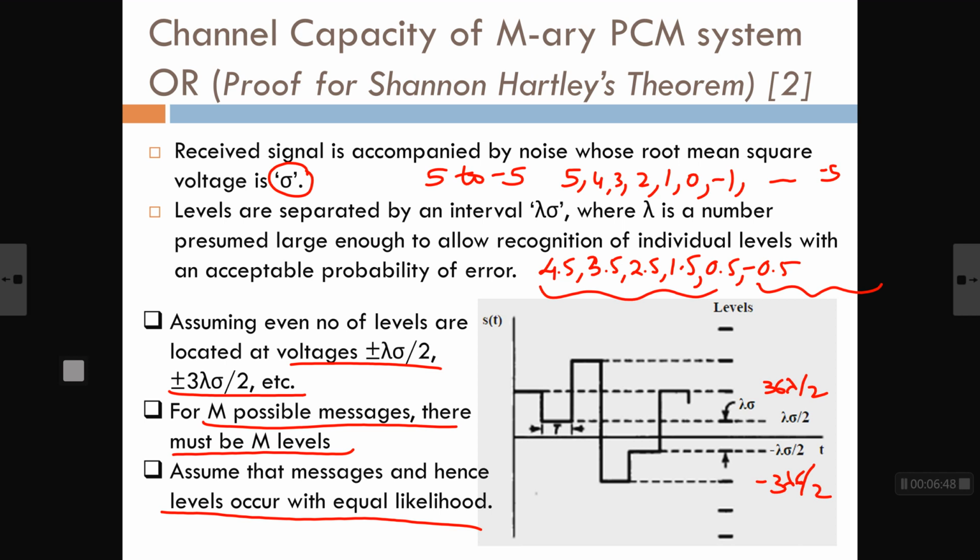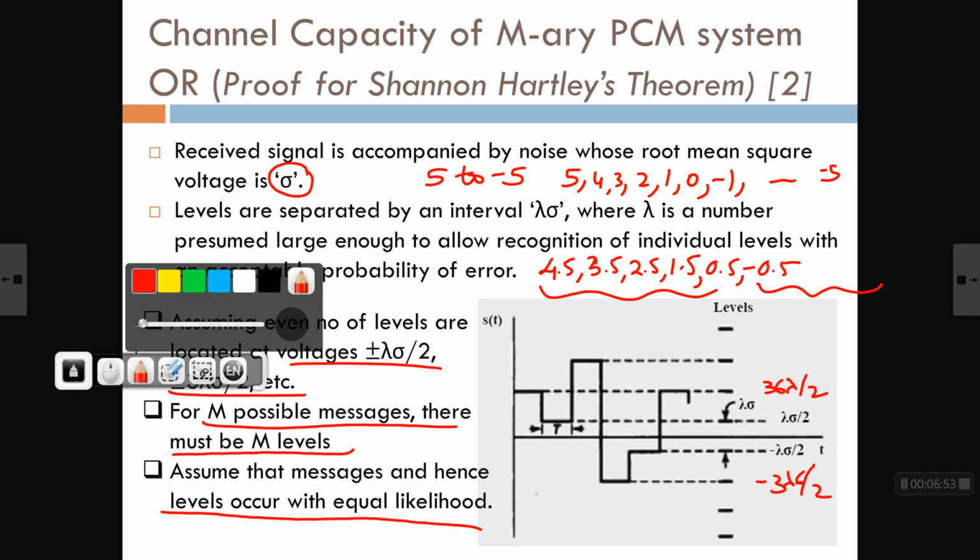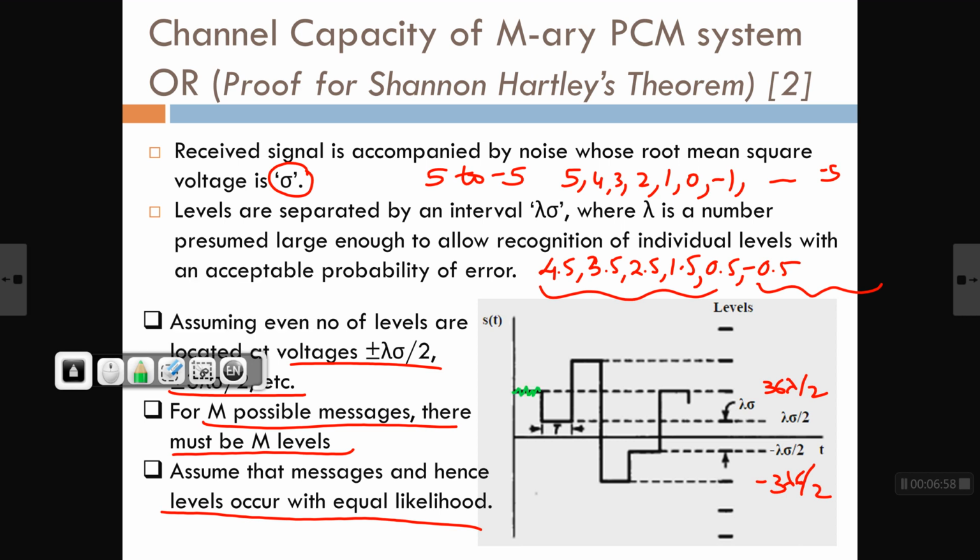the received signal will be accompanied by noise, that I have told you, and the root mean square of this noise is sigma. So along with this signal there will be some noise also which will be present here. And what will be this sigma? Sigma is the RMS value of this noise. Now the levels are separated by an interval lambda sigma, where lambda is taken large such that it allows the recognition of individual levels with an acceptable probability of error.